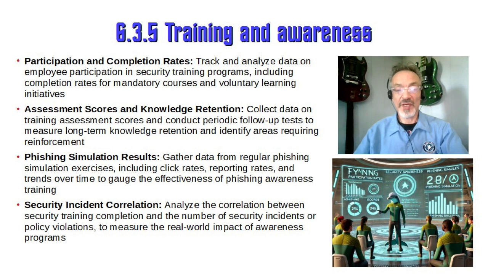6.3.5 Training and Awareness. One of the most important aspects of security is ensuring that your team is well trained and aware of potential threats. Security is not just about technology. People are often the weakest link, and this subtask is focused on building strong, informed personnel. The exam places a strong emphasis on this, so understanding how to track and assess training effectiveness is crucial.